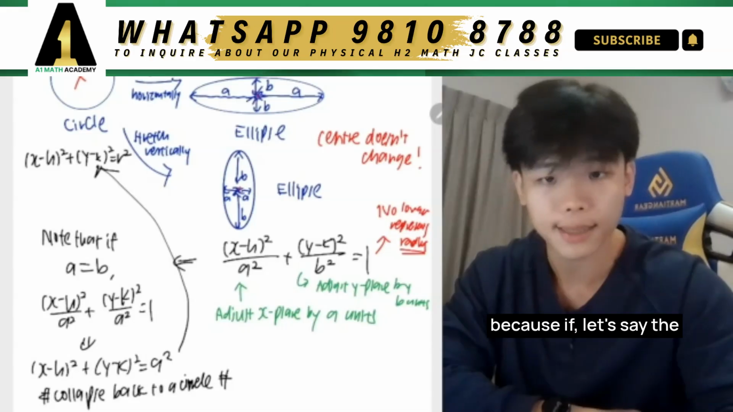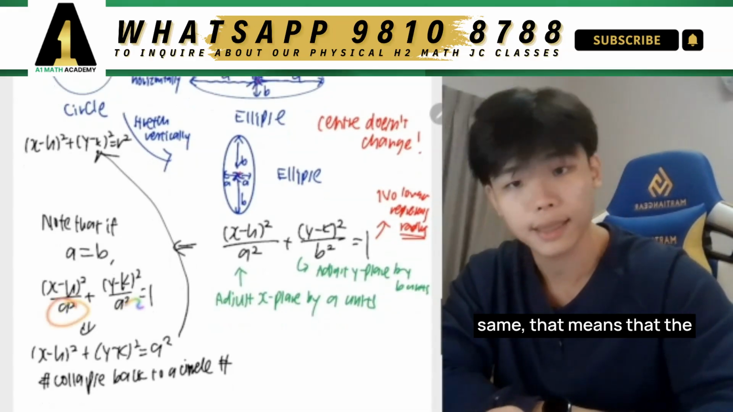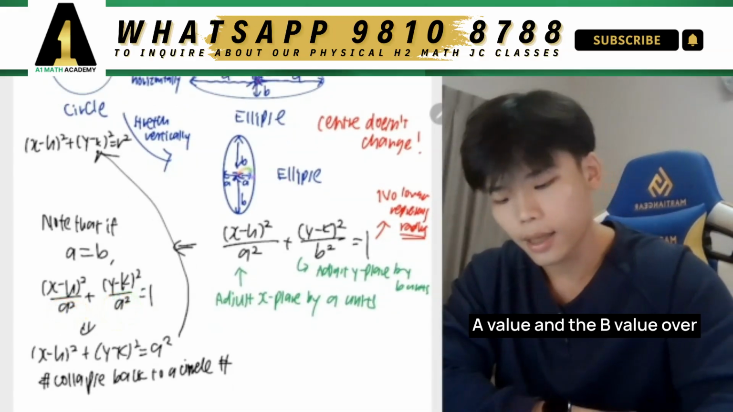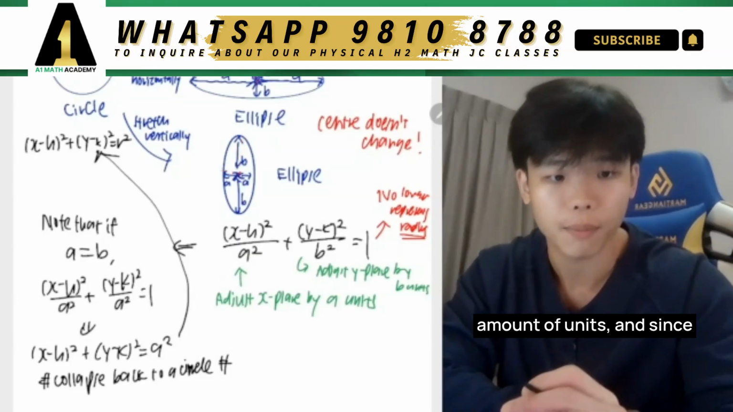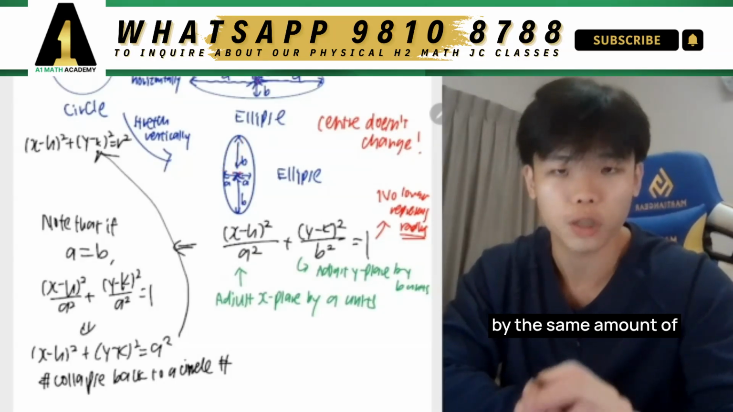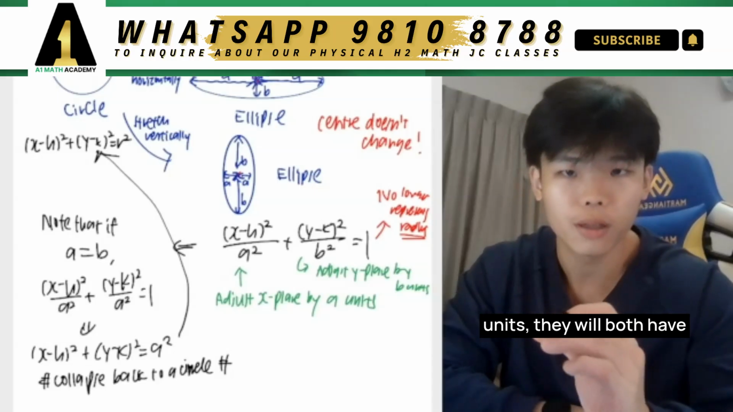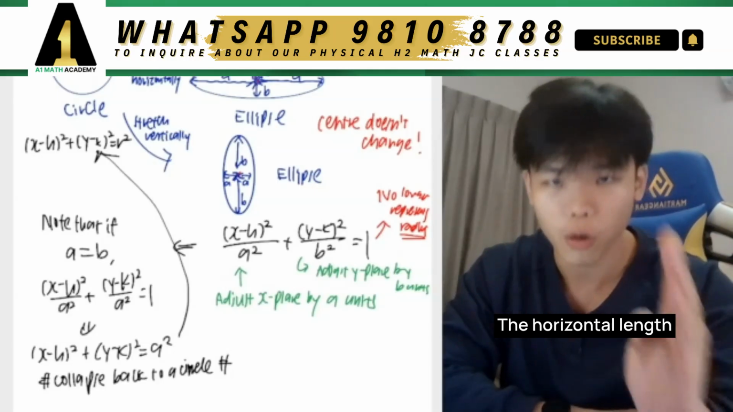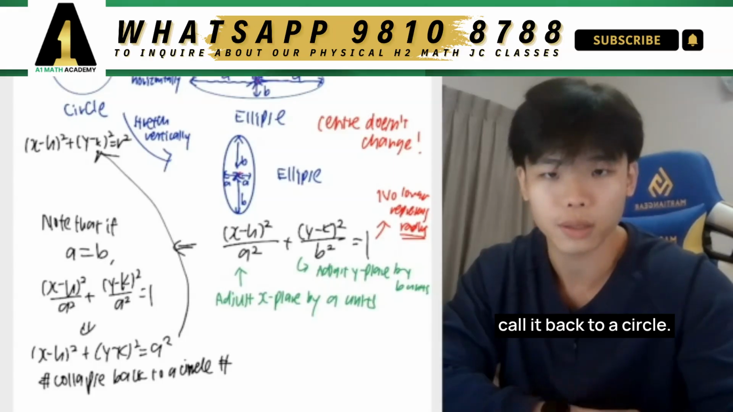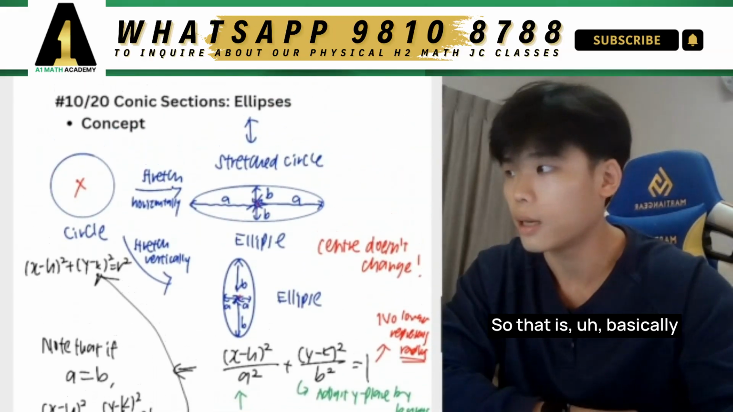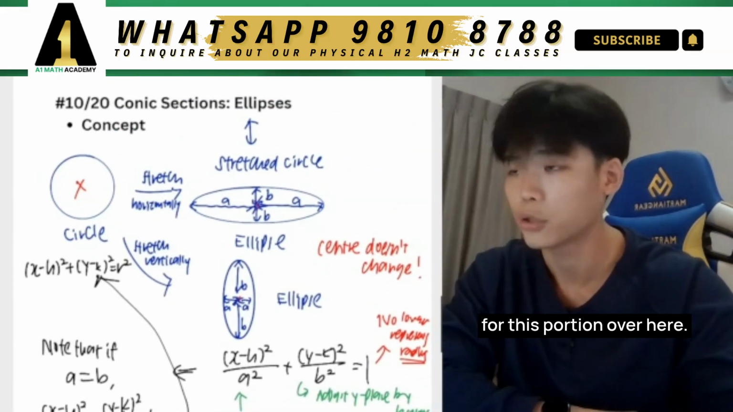Which makes sense, because if the two values here are the same, that means the a value and the b value are the same, because they're being stretched by the same amount of units. Since they're stretched by the same amount, they will both have the same length. The horizontal length and the vertical length are the same, and therefore they will both collapse back into a circle. So it makes sense.